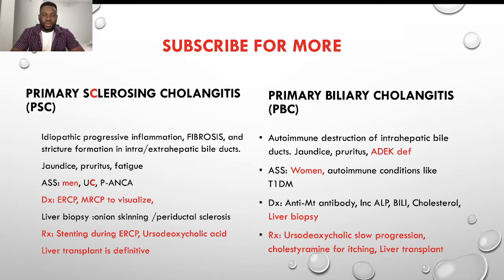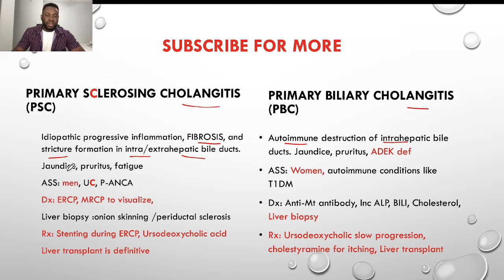Primary sclerosing cholangitis versus primary biliary cholangitis. Both of them are cholangitis, inflammation of the bile duct system. Primary sclerosing cholangitis is a progressive idiopathic inflammation and fibrosis, that's a key word, and stricture formation of the intra and extrahepatic bile duct system, versus primary biliary cholangitis, which is an autoimmune condition and affects the intrahepatic bile duct system only.